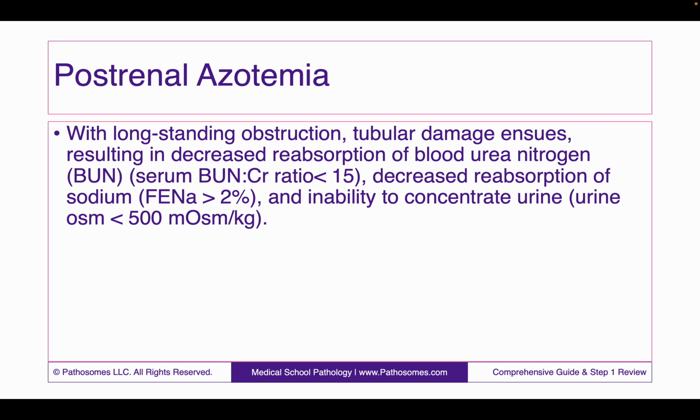With long-standing obstruction, the tubular damage can ensue, resulting in decreased reabsorption of blood urea nitrogen and decreased reabsorption of sodium, so the FeNa starts to increase, and inability to concentrate the urine. So the urine osm actually starts to decrease below 500 milliosms per kilogram.